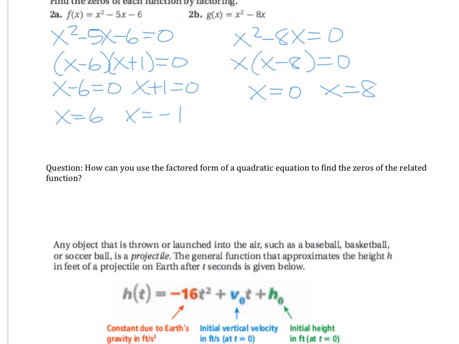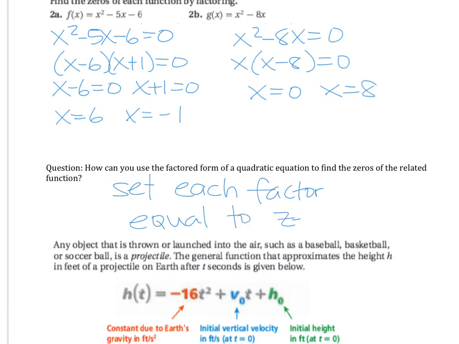Hopefully you were able to get those. How can you use the factored form of a quadratic equation to find the zeros of a related function? You set each factor equal to 0. Okay, so this ends day 1. So we'll start day 2.